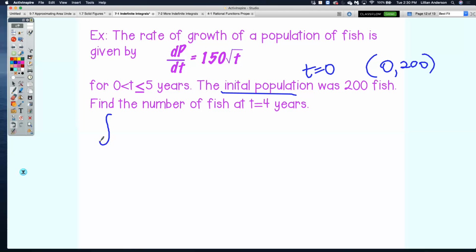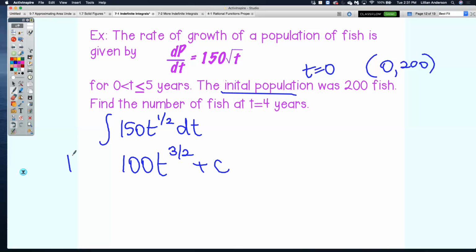So what you should have done is the antiderivative of 150 t to the 1/2 dt. I used 1/2 because I had to convert that square root. When you did the antiderivative, what did you get? 100 t to the 3/2. Very good. That is your general equation to represent your population of fish.